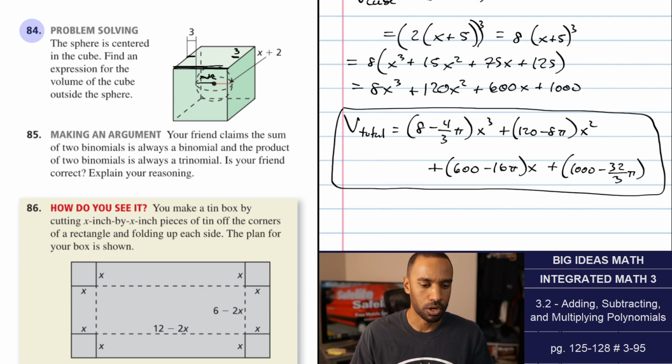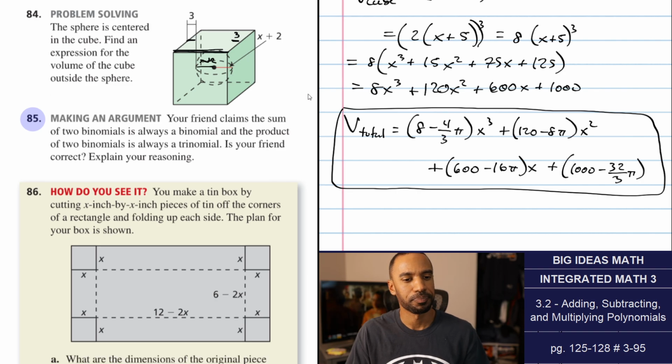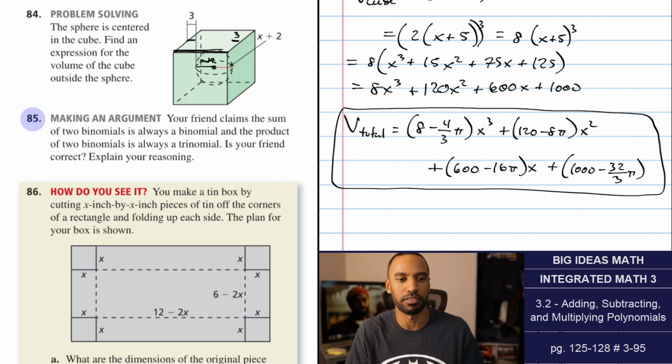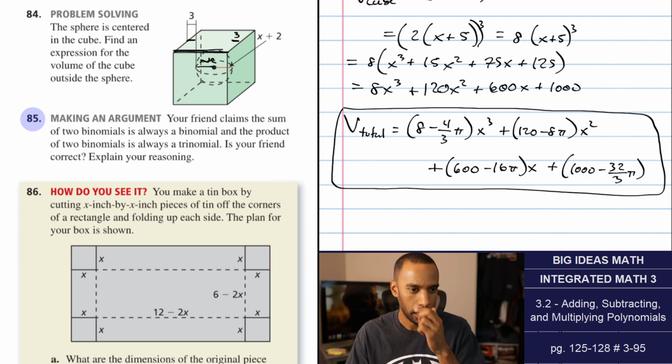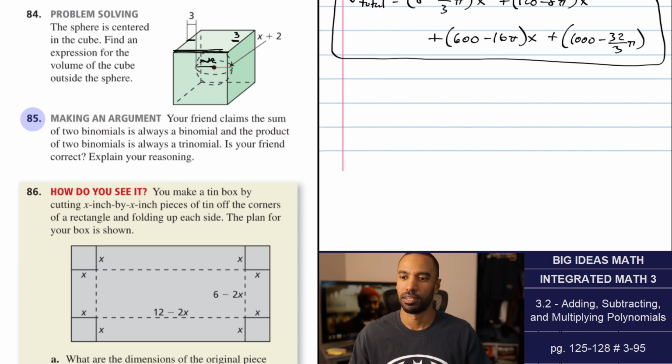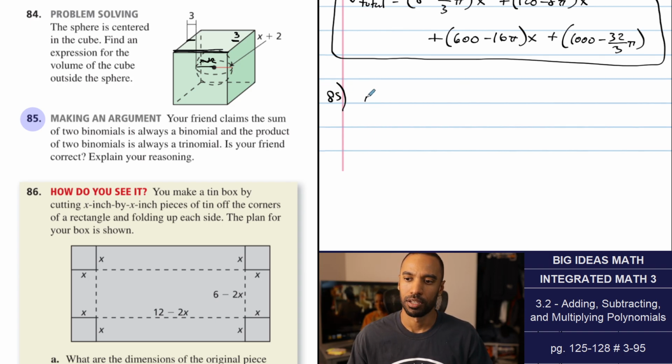Okay, let's go to number 85. Making an argument. Let's see if your friend's right again. Your friend claims the sum of two binomials is always a binomial, and the product of two binomials is always a trinomial. Is your friend correct? Explain your reasoning. Heck no. Come on, friend.